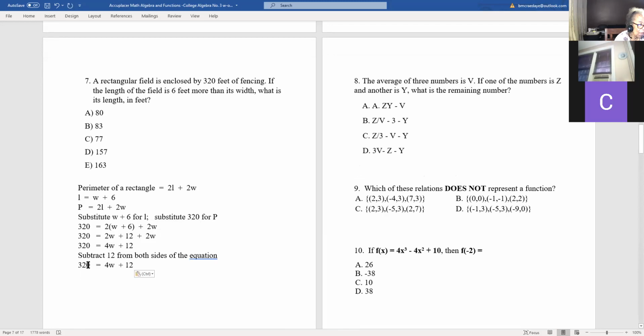So subtract 12. So this would be what? Minus 12. And on the right side, minus 12. So what do I get on the left side? What's 320 minus 12? It's, oh man.